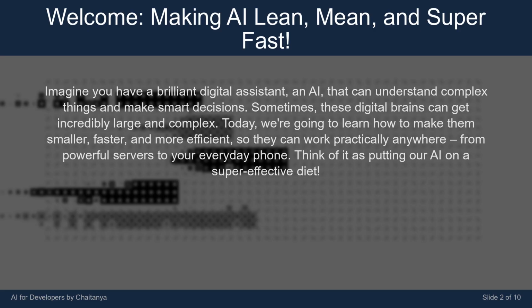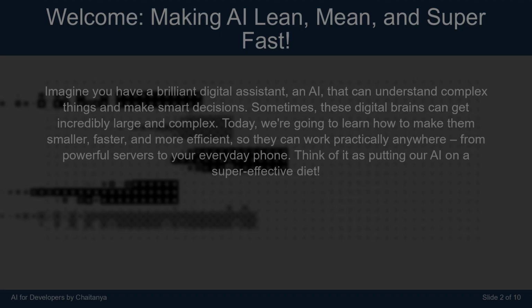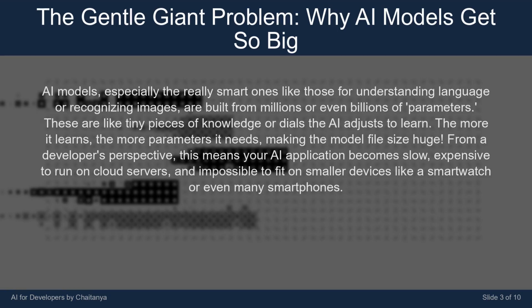Think of it as putting our AI on a super effective diet. AI models, especially the really smart ones like those for understanding language or recognizing images, are built from millions or even billions of parameters. These are like tiny pieces of knowledge, or dials the AI adjusts to learn. The more it learns, the more parameters it needs, making the model file size huge. From a developer's perspective, this means your AI application becomes slow, expensive to run on cloud servers, and impossible to fit on smaller devices like a smartwatch or even many smartphones.